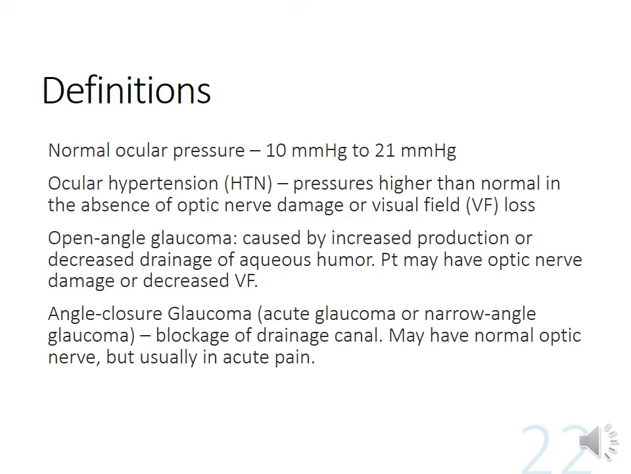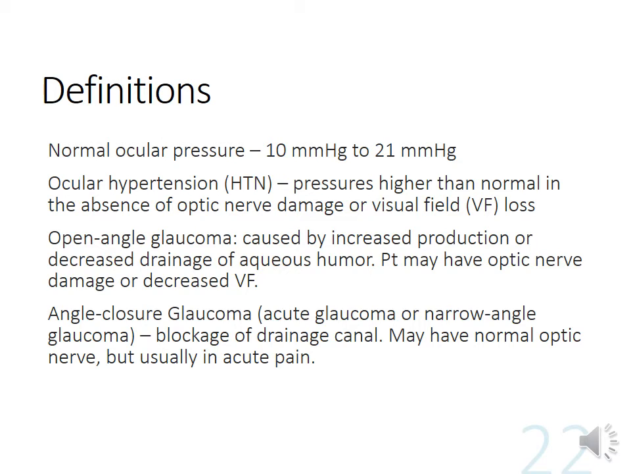Open angle glaucoma is what we're talking mostly about in regards to medications, because this is the one that's either caused by increased production of the humor, or decreased drainage out of the eye, causing that pressure to rise. And again, they may have optic nerve damage or decreased visual field, but it may not have occurred just yet. So this is kind of a prolonged, long game kind of thing, and hopefully we can get to treating it early on to help prevent any of that damage from occurring.